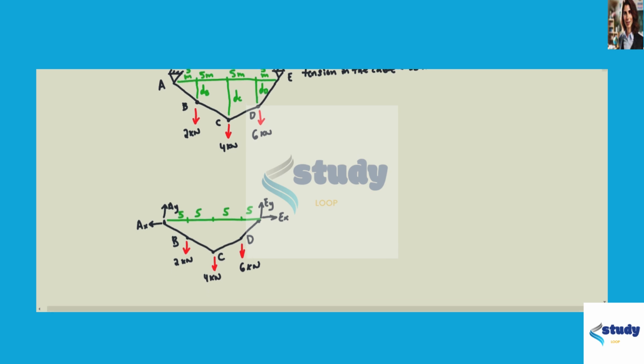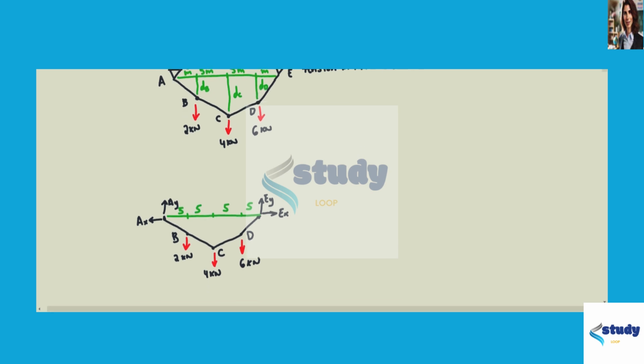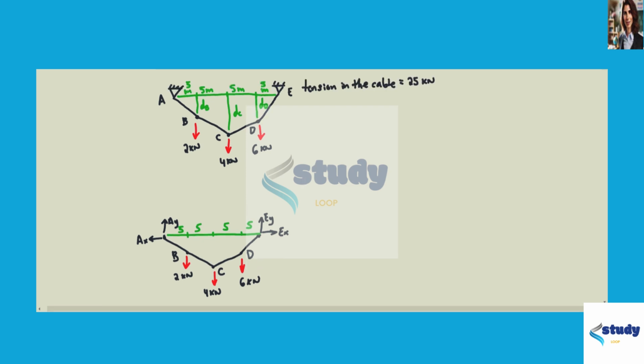The horizontal distance from B to C is 5 meters, C to D is 5 meters, and D to E is also 5 meters. The vertical distance from A to B is distance B. The vertical distance from A to C is distance C. And from A to D is distance D. And we are given in the problem that the tension in the cable is 25 kilonewtons.